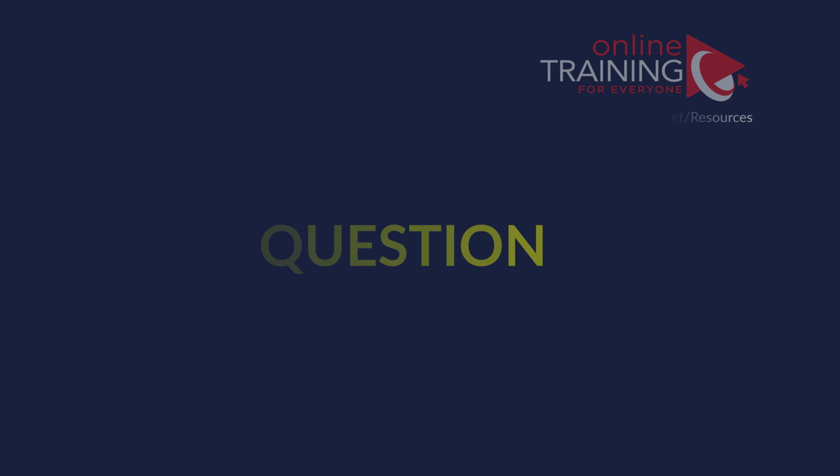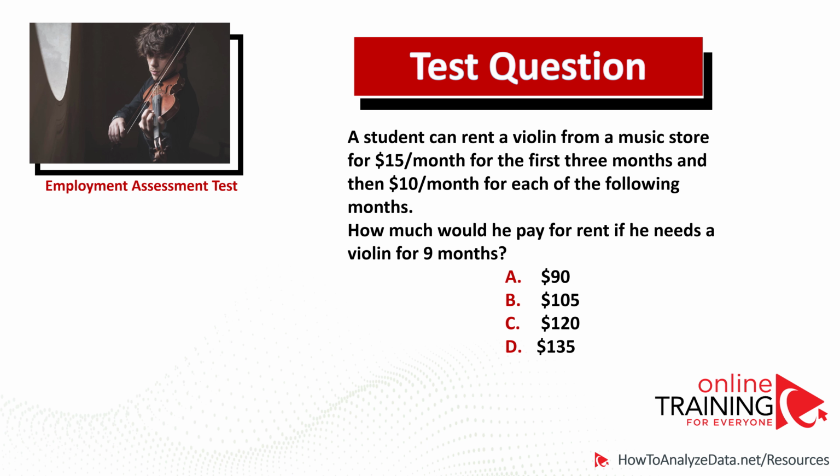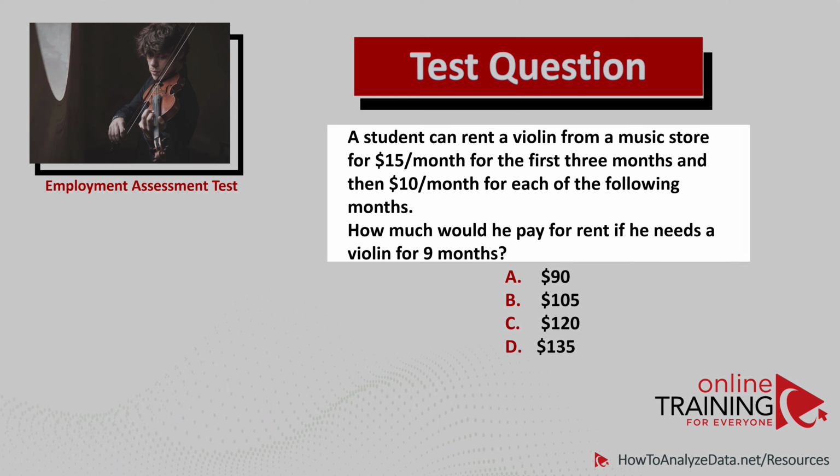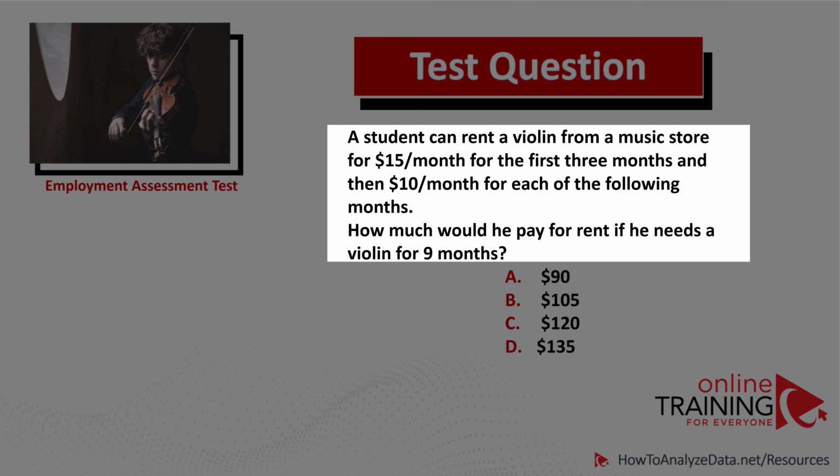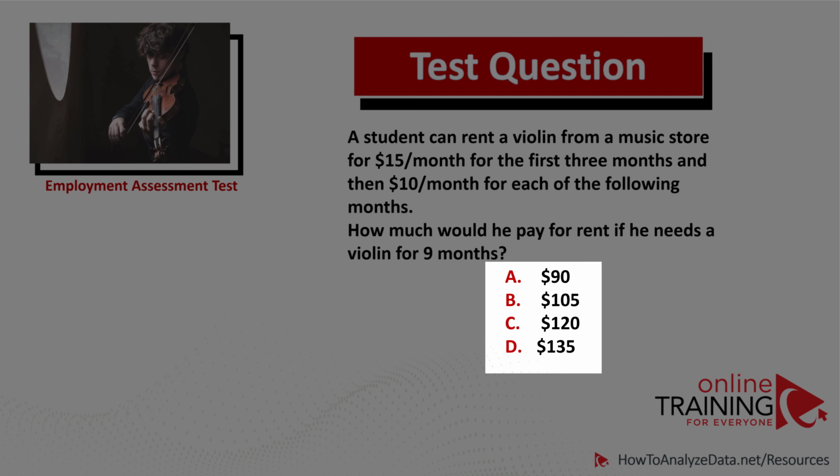Let's look at the interesting question you might see as part of employment assessment test. A student can rent a violin from a music store for $15 a month for the first 3 months, and then $10 a month for each of the following months. How much would he pay for rent if he needs a violin for 9 months, and you have 4 choices, $90, $105, $120, and $135.